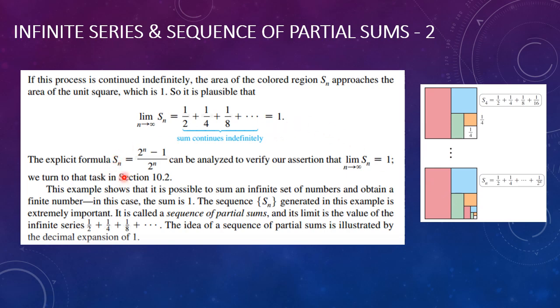The explicit formula that we saw the pattern arriving is that S sub n equals (2 to the power of n minus 1) over 2 to the n. This can be analyzed to verify our assertion that the limit as n goes to infinity of S sub n equals 1, and we will do that in the next section. So again, this example is just to show you what can happen. It is possible to add up an infinite sequence of numbers and have them equal a finite number. Okay?